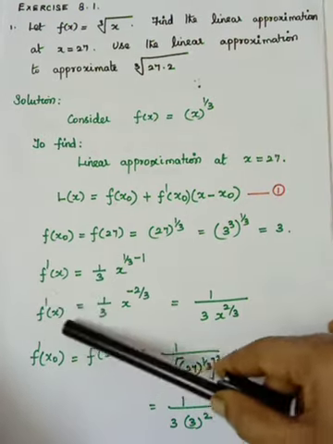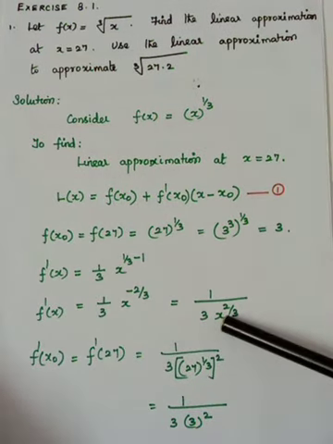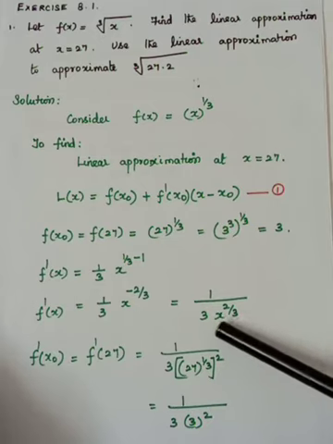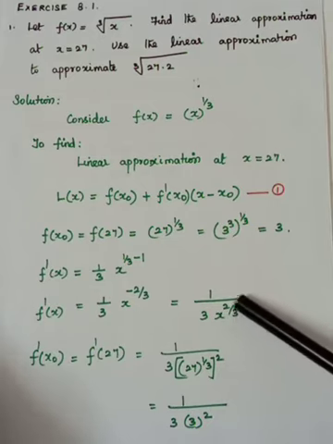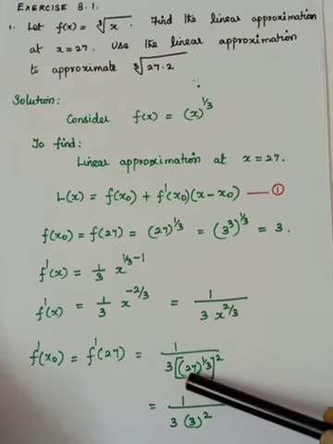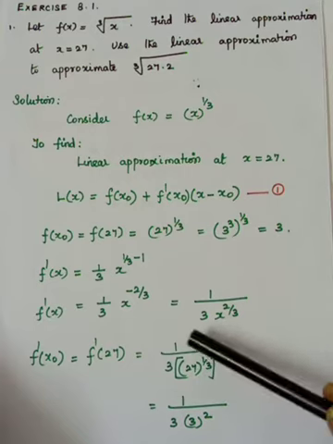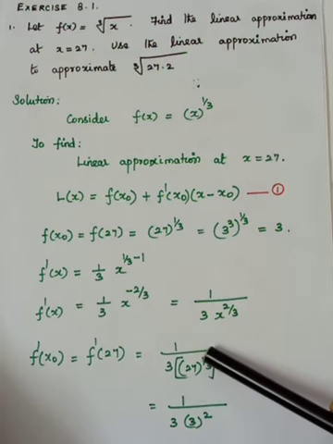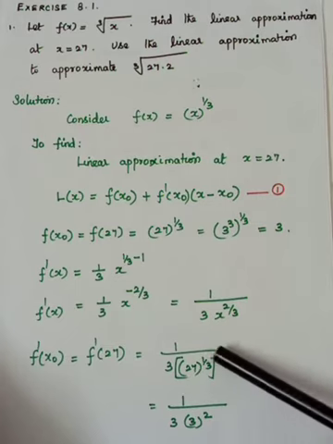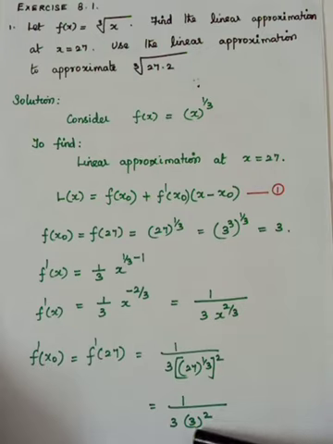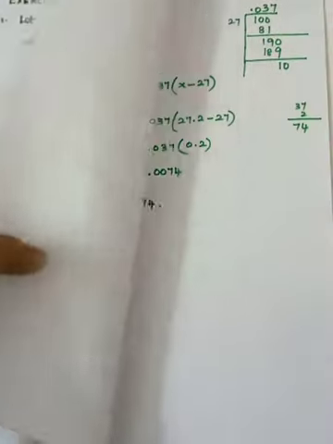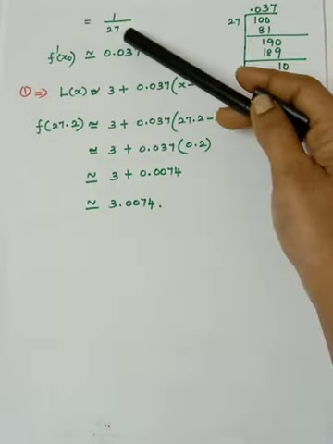So in the f dash function, in the place of x, you have to substitute 27. So what is it here? 27 to the power 2 by 3. That I have arranged as 27 to the power 1 by 3, the whole power 2. Okay, what is 27 power 1 by 3? It is 3. So here you will have 3 squared. So 3 squared is 9. 9 into 3 is 27. So therefore your f dash of x naught is equal to 1 by 27.